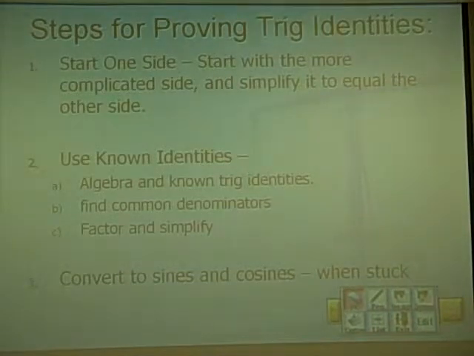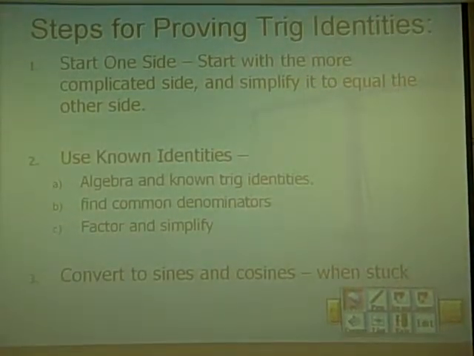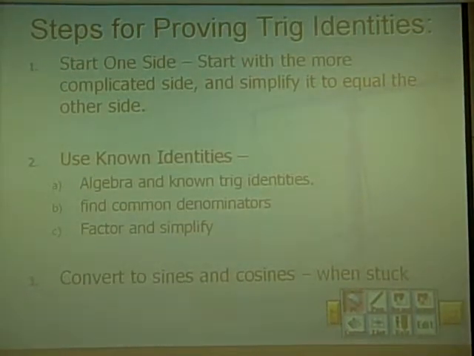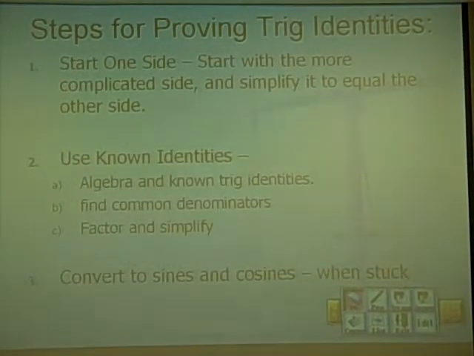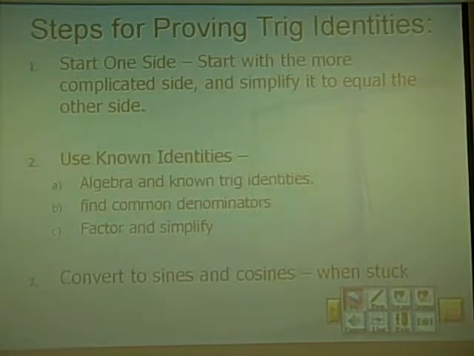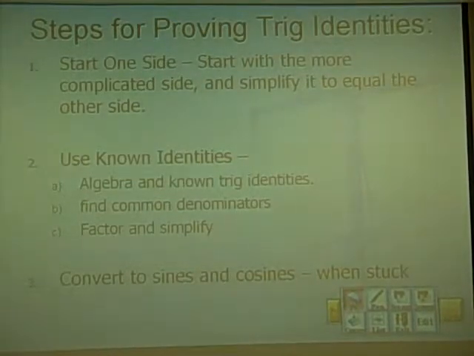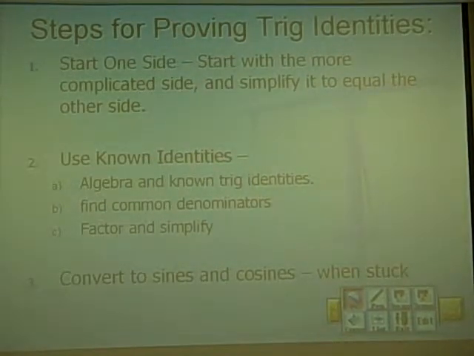the negative sign. We also have algebra of known trig identities. Another thing we can do is find common denominators. Another thing we can do is factor and simplify. These are some tools that we can use to help us out. And if all else fails, we can always convert to sines and cosines when stuck. Sometimes that's not the best idea because it tends to make things more complicated.